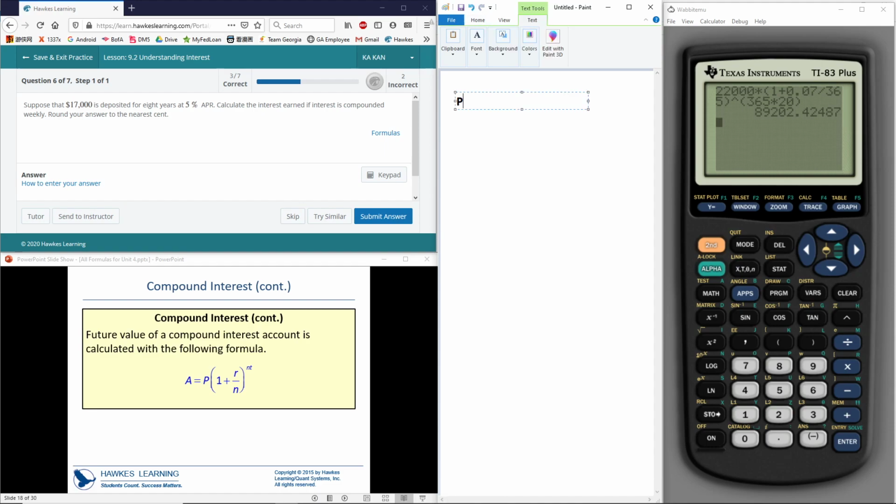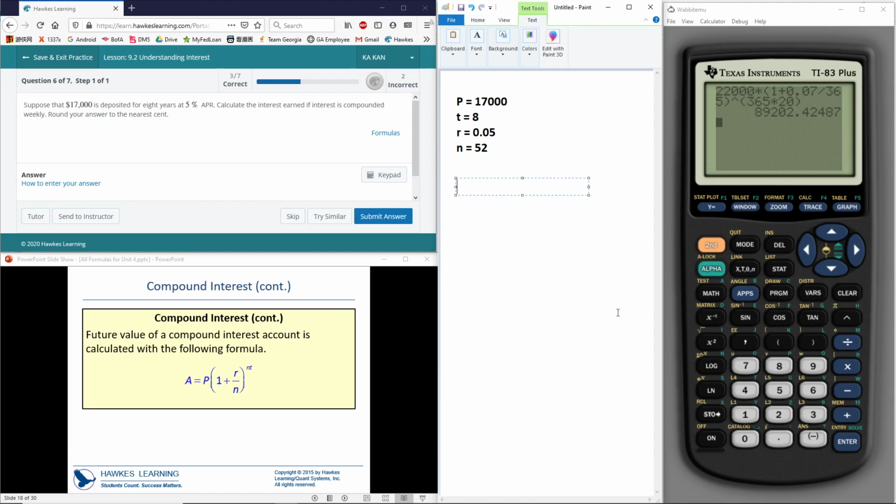Now this time the principal is 17,000. Your T is 8 years. Your rate is 5%, which is 0.05. Your N was the compound. It's compound weekly. There are 52 weeks in a year, so that's the number we got. So let's put this in the calculator first.